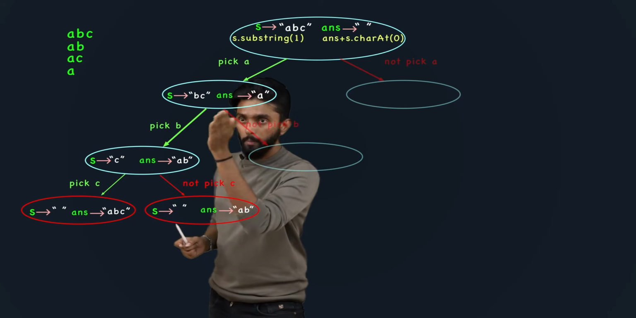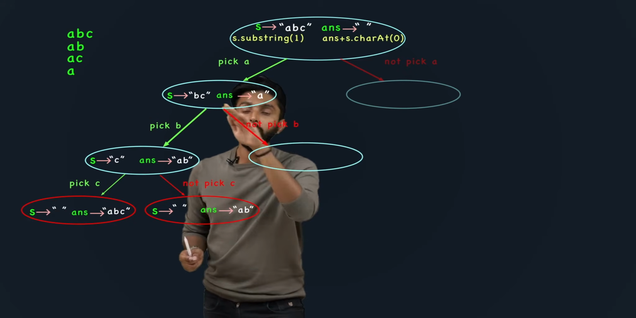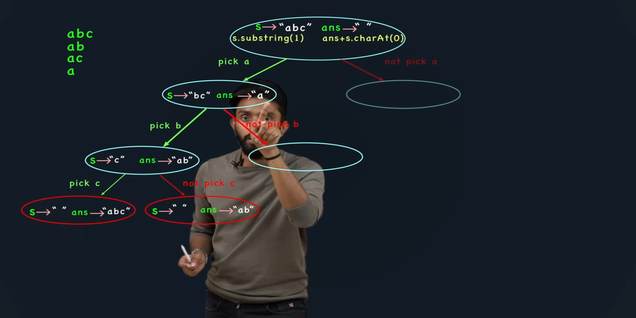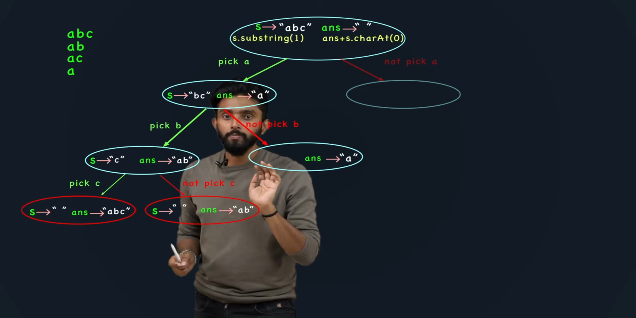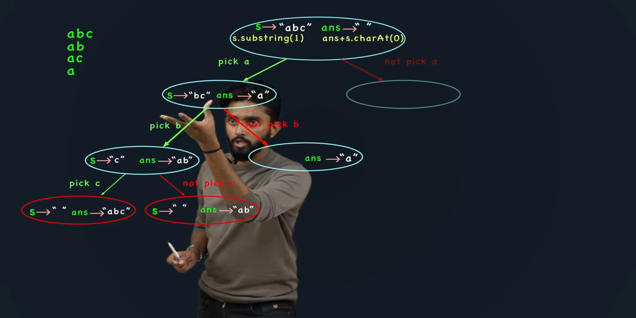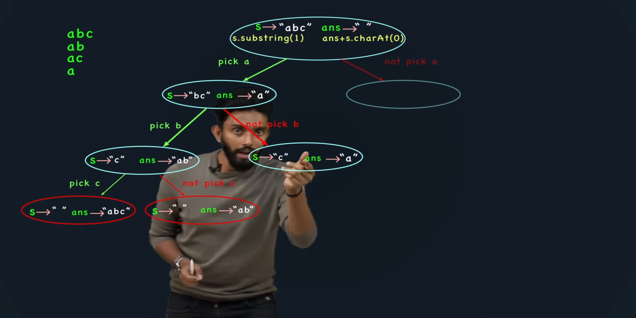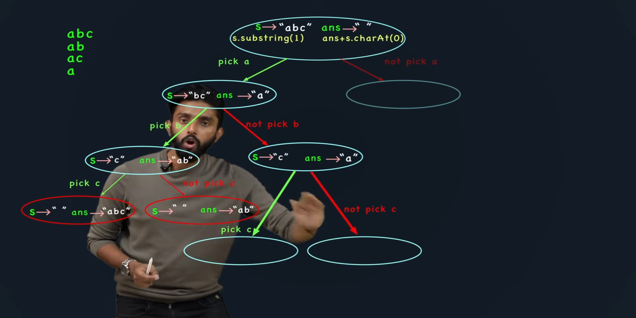Again you will return. Pick B was over, now not pick B. Not pick B means what? Don't attach B, don't concatenate B to the answer. Send the answer as it is. Obviously here you will find the substring. If you find the substring, it will become smaller. Only C you will send. Again you have two options: pick C, not pick C.